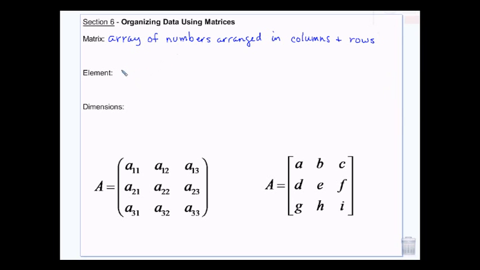The elements. No, you can't solve this. There's no solving. It's an array of numbers. It's a way to organize numbers. Now we can use matrices to solve things, but you can't solve a matrix. Does that make sense? Because a matrix is just a way to organize numbers. It's a tool. So elements are the number or letter inside the matrix.